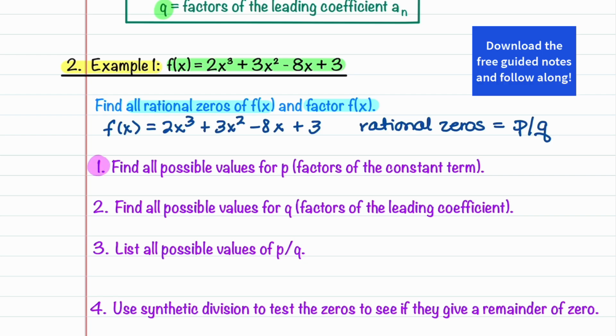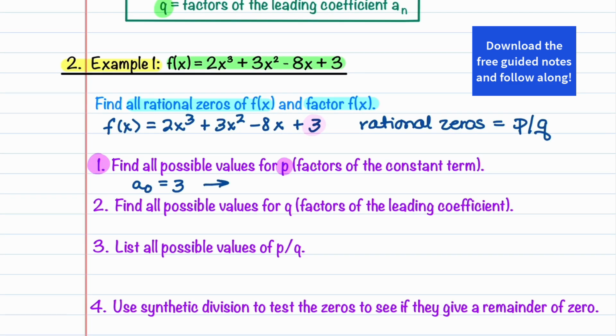The first step is to find all possible values for p. Those are just the factors of our constant term. Our constant term is a sub 0, and it's equal to 3. I'll highlight that. And then p is equal to the factors of 3, and that's going to be plus or minus 1, plus or minus 3. It's always easier if you start with plus or minus 1.